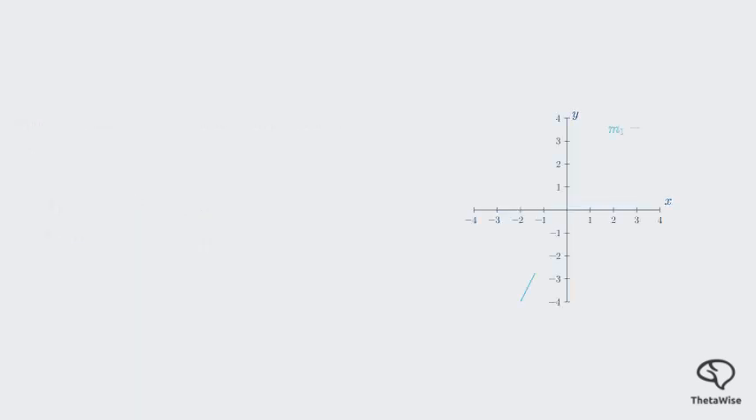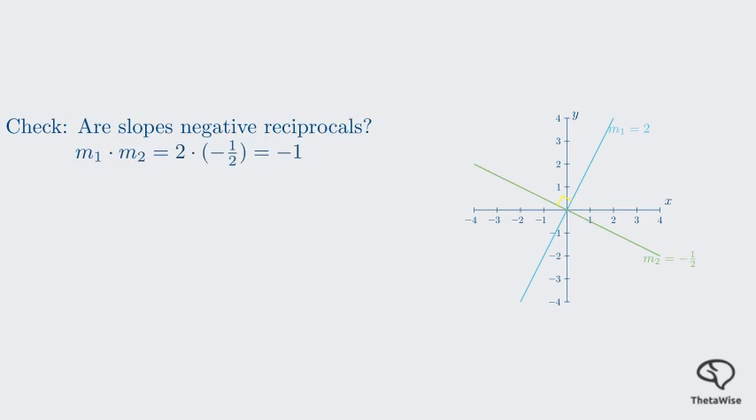Let's see this visually. Here's a line with a slope of 2. Now, let's draw a line with a slope of -1/2. Notice how they cross at a perfect right angle. This is the visual representation of perpendicularity. So, to check if two lines are perpendicular, find their slopes and see if they are negative reciprocals.